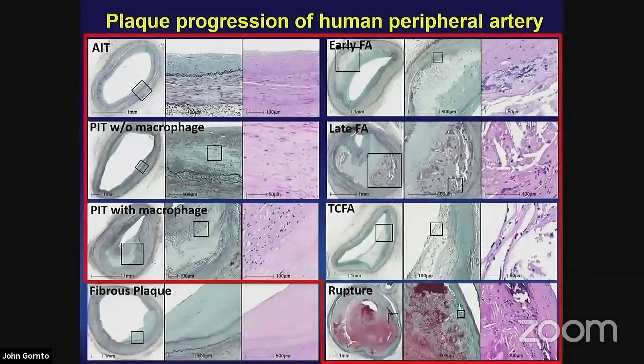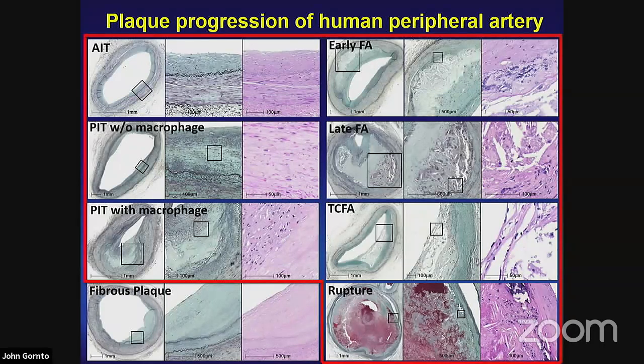So calcification in peripheral arteries is very similar. Calcification occurs in the same way as in the coronaries. That is, as plaques progress, we usually don't see it in AIT, but we start seeing it in pathologic intimal thickening, in areas of lipid pool where smooth muscle cell loss occurs. Microcalcification occurs, especially when macrophage infiltration occurs, and they become slightly larger. We call them punctate.